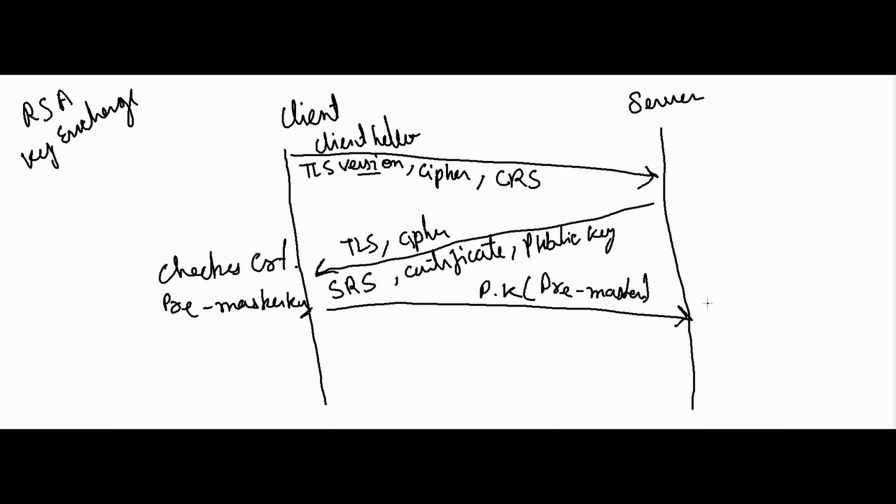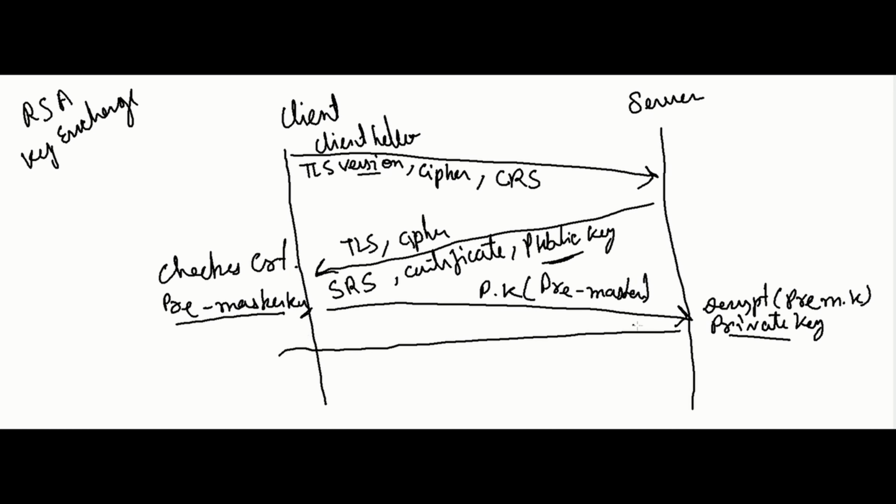Now the server decrypts the pre-master key using the private key. So the server has the private key and the public key. The public key is shared with the client, and the client generates a pre-master key, encrypts it and sends it to the server. The server decrypts the pre-master key using its private key. As you can see here, public and private keys are being used, which means asymmetric encryption is happening.